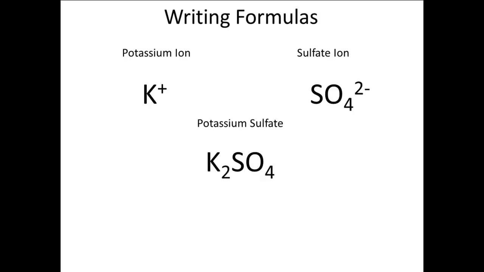Suppose we want to make a compound between K+, potassium ion, and the polyatomic ion, sulfate, SO4 2-. The 2- charge on the anion applies to the whole ion, not to any part of the ion. So we would need 2 positive charges and 2 K+ ions to balance the negative charge of the SO4 2-. Therefore, the formula of the compound would be K2SO4.